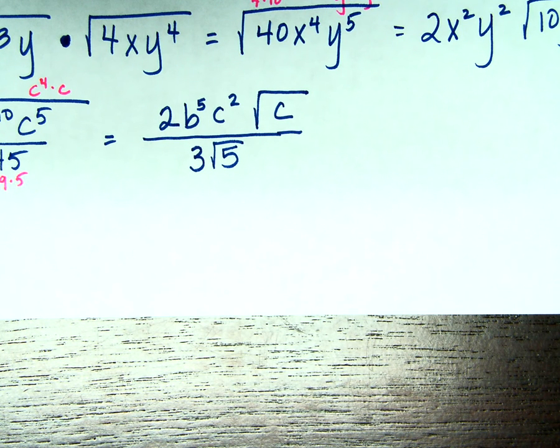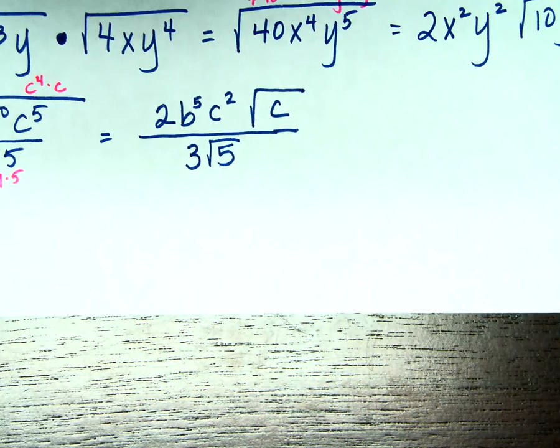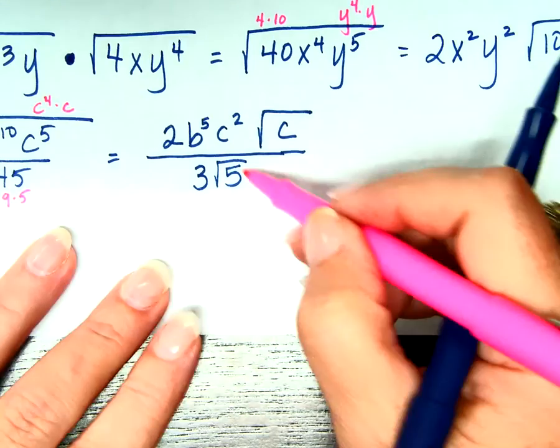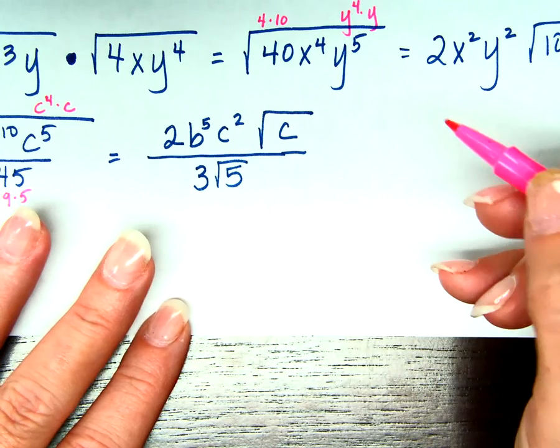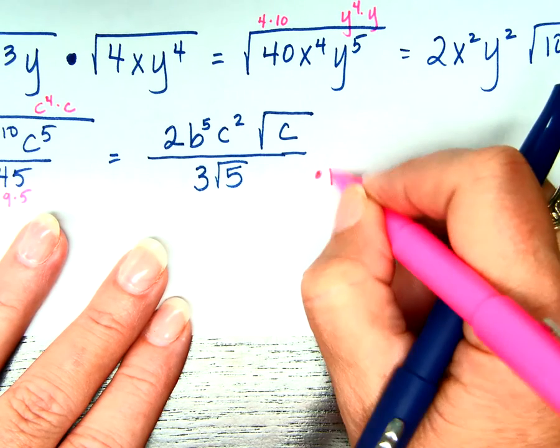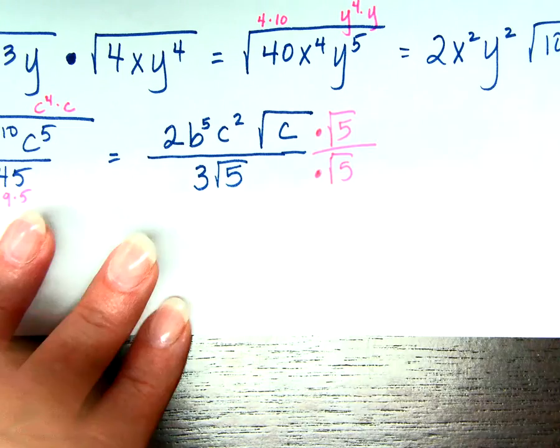But here's the deal, guys. We cannot leave a radical in the denominator of a fraction. Okay? But again, we don't panic here. Here's how we're going to get rid of the radical in the denominator. Whatever the radical that's down there, it's a square root, right? So this is how we do it.